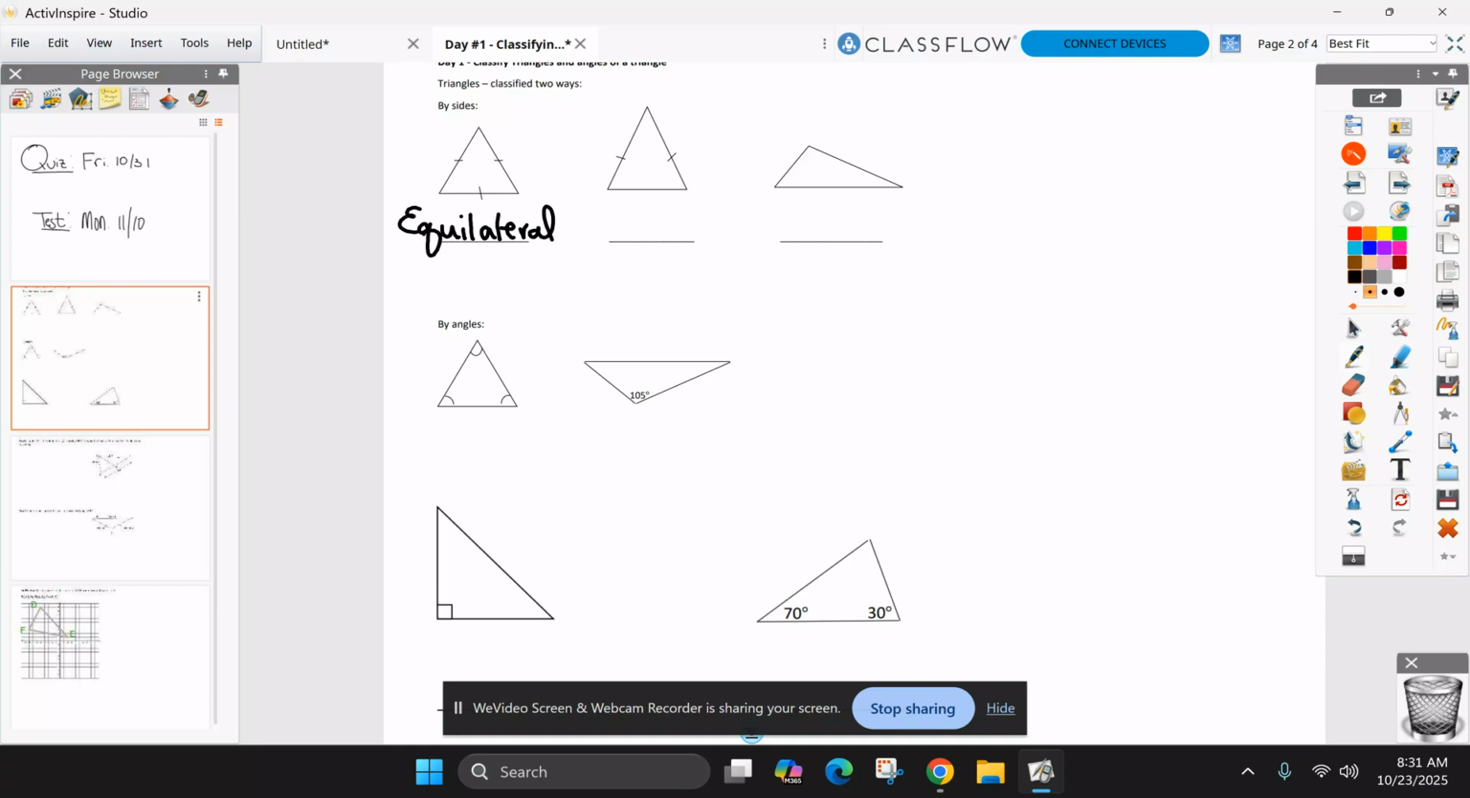All right, I look at it. Two of the side lengths are the same, but the third one is different. If two are the same, third one is different, that's an... Anybody want to grace some knowledge here? Cadence? Isosceles. Perfect. That's isosceles.